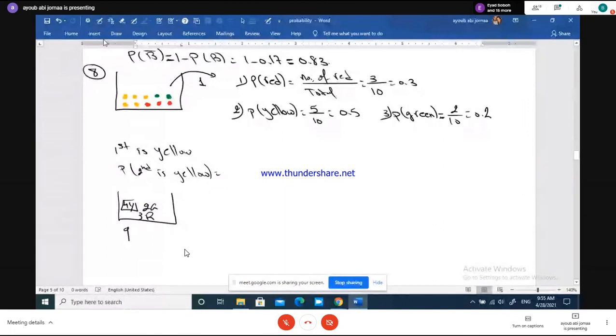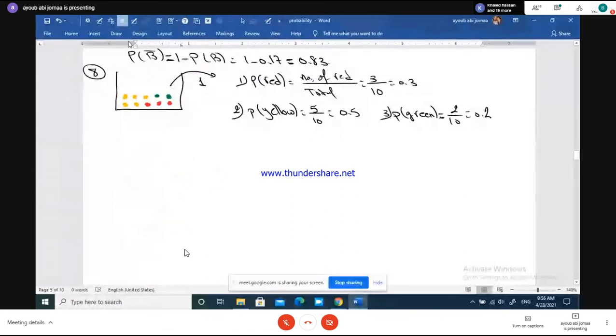The experiment here doesn't say to select 2 marbles. The selection from the 10, we are selecting only one from this set of 10. So the number of yellow marbles is 5, the total number of marbles is 10, so the answer is 5 over 10.